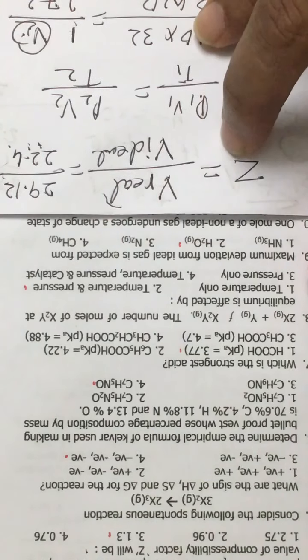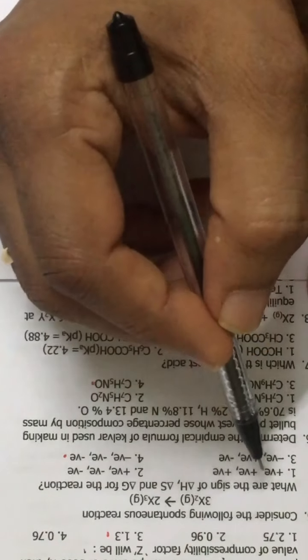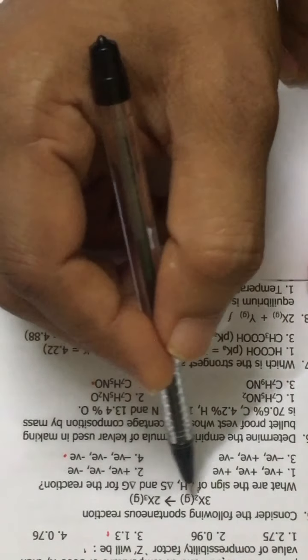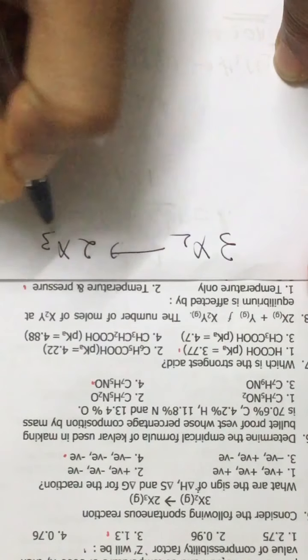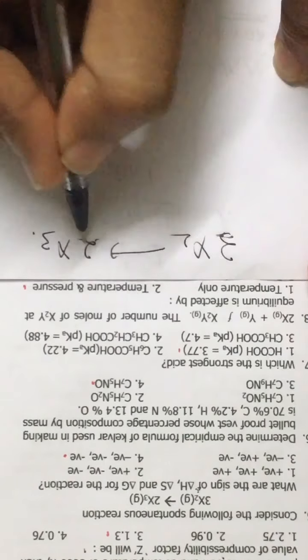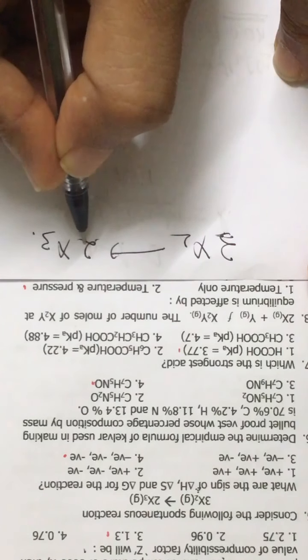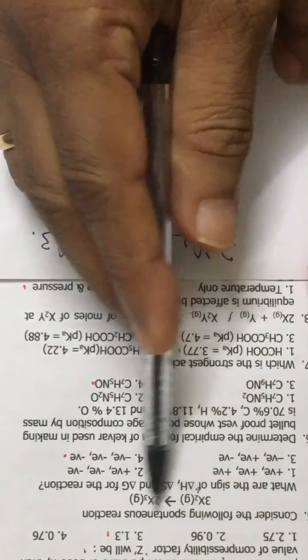Alright, is this okay? Then comes the next question, question number 85. We are given 3x2 is getting converted to twice of x3. So volume is getting reduced, that means entropy is getting reduced. Delta S is negative, and it is a spontaneous reaction, it is already mentioned.